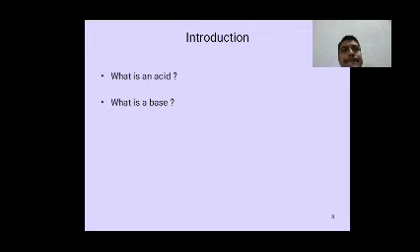Bases are NaOH, KOH, NH4OH. These are bases. What is a buffer? Now we discuss buffer solution.